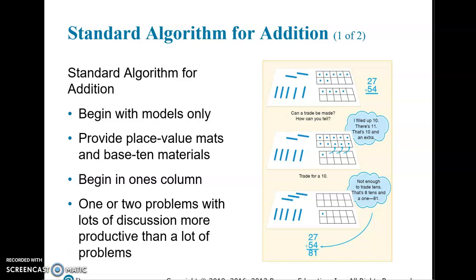Remember, overloading students with problems is not necessarily a good thing. One or two problems in a lesson with lots of discussion are more productive than lots of problems.